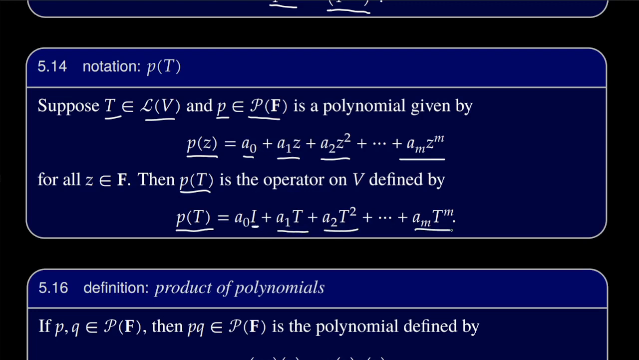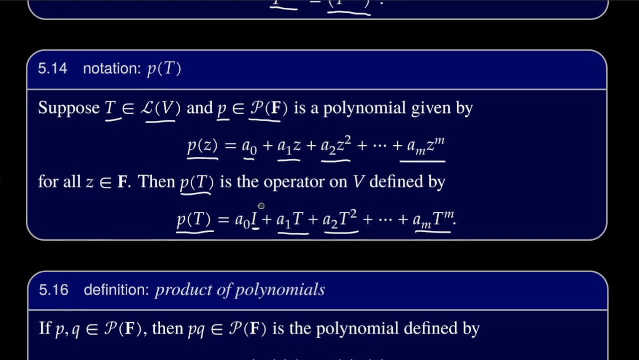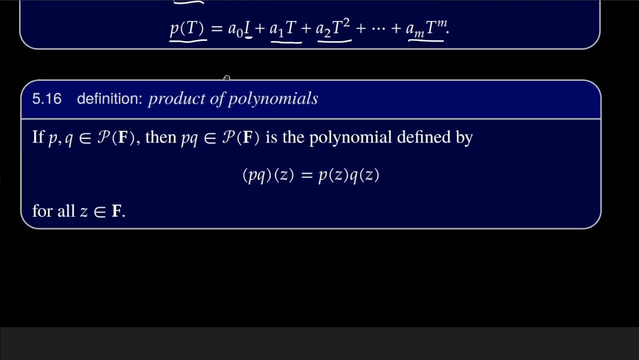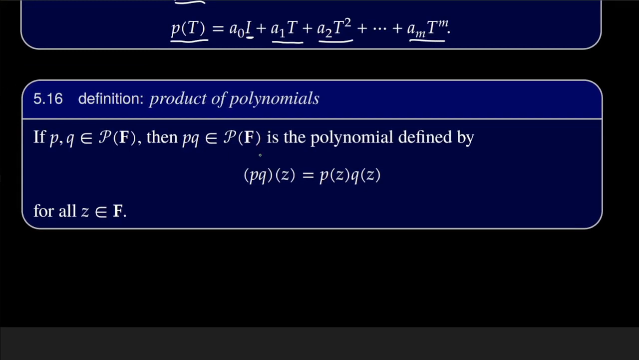Oh, okay, nothing crazy at all. Just replace your z's with T's, and then by the constant term, we'll just put an identity so it actually makes some sense, because otherwise you'd be adding a scalar to a linear map, and that really wouldn't make sense. All right. Easy enough. We can still do products of polynomials if you'll recall.